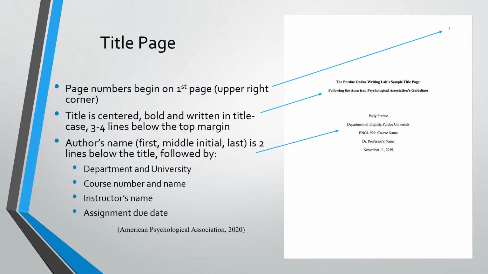2 lines below the title is the author's name, followed on subsequent lines by the department and university, then the course number and name, then the instructor's name, and finally the assignment due date. Please note there is no running head in student papers under the APA 7th edition guidelines.